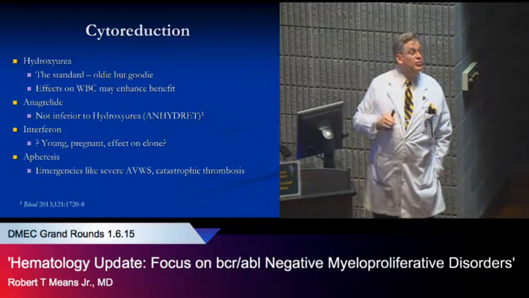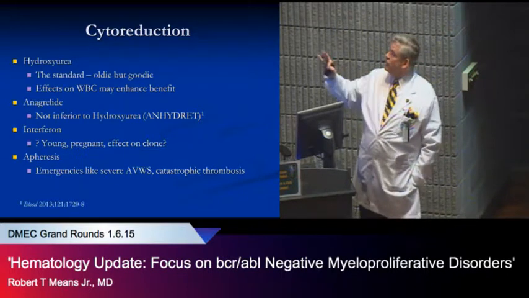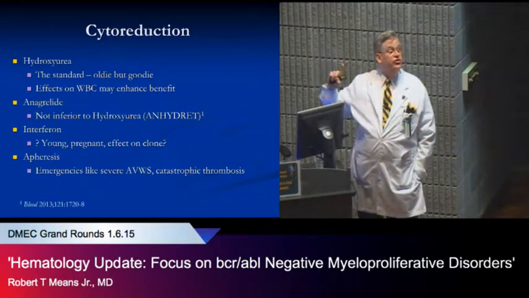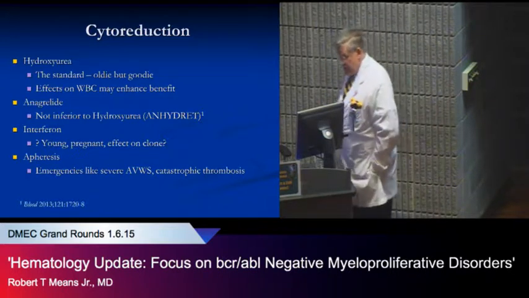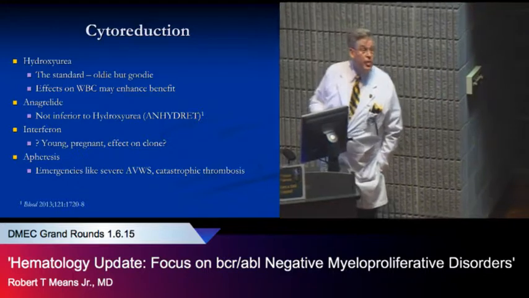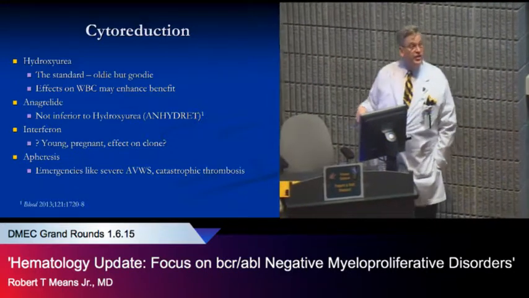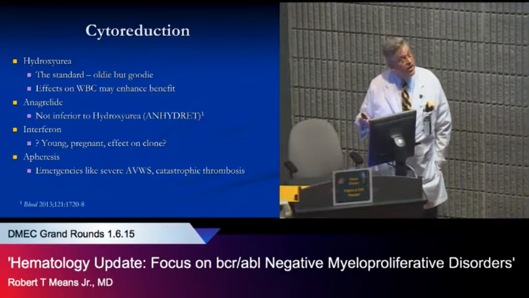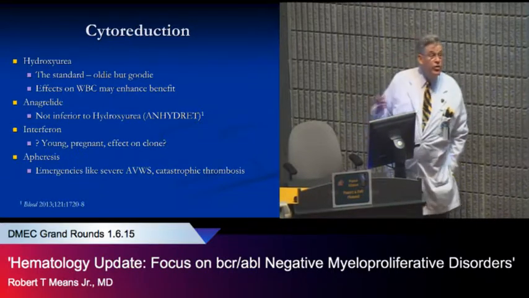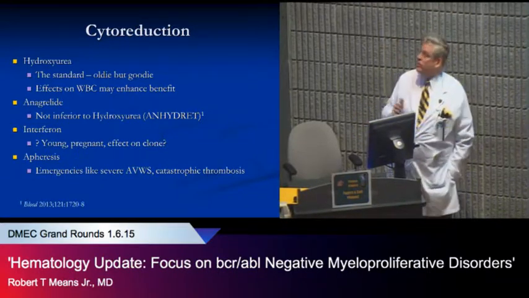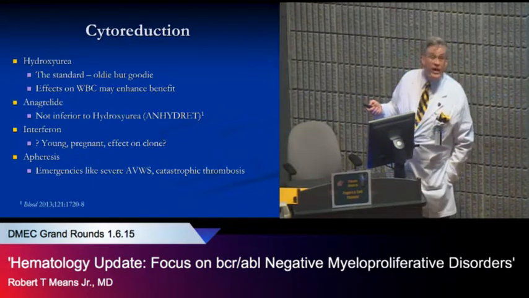Apheresis, where you pherese out the blood cells. You would use it in circumstances like acquired von Willebrand syndrome, and you would use it if you had a case of catastrophic thrombosis in association with essential thrombocythemia or any other myeloproliferative neoplasm, which brings us back to our case.